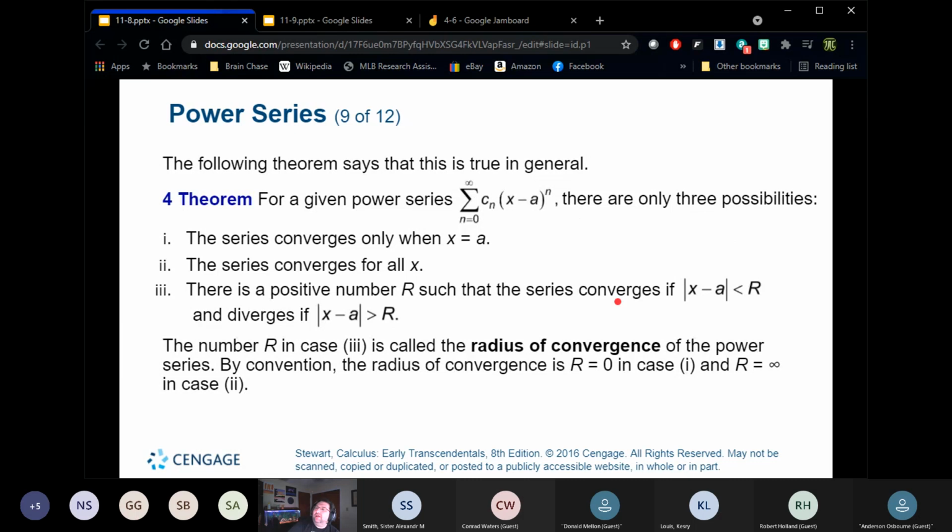All right. The theorem for the power series. This is a more important piece. For any given power series, there are only 3 possibilities. The series converges only when x equals a, which, if you look at this one right here, if x equals a, what does that parenthesis equal?